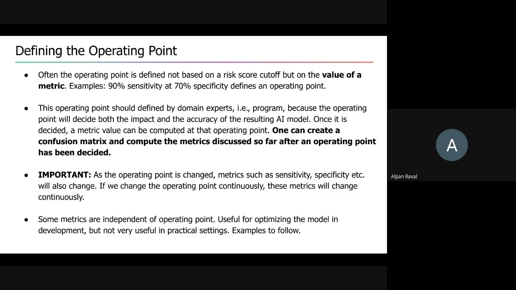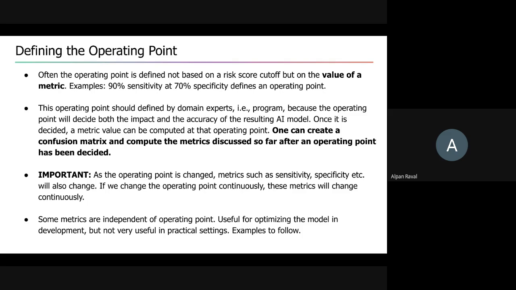And that's what we'll come to. So often what happens is the operating point is not defined based on a risk score cutoff, but on the value of a metric. So for example, if you say that you want a sensitivity of 90% at 70% specificity, that often defines an operating point for you, because there's only one value of the threshold that will give you, if at all, the sensitivity at this specificity.